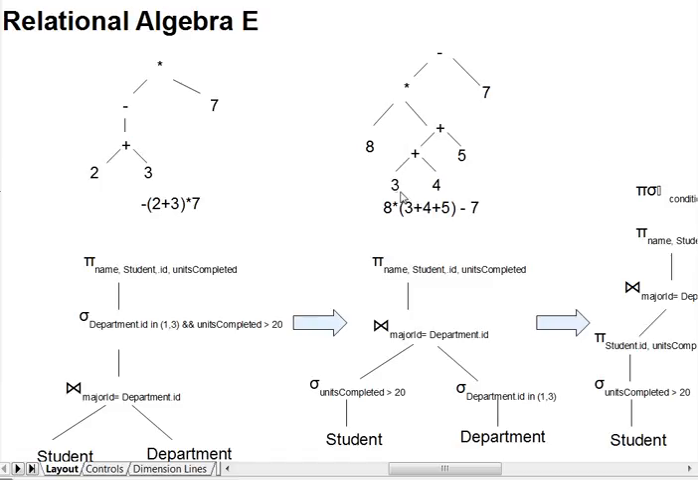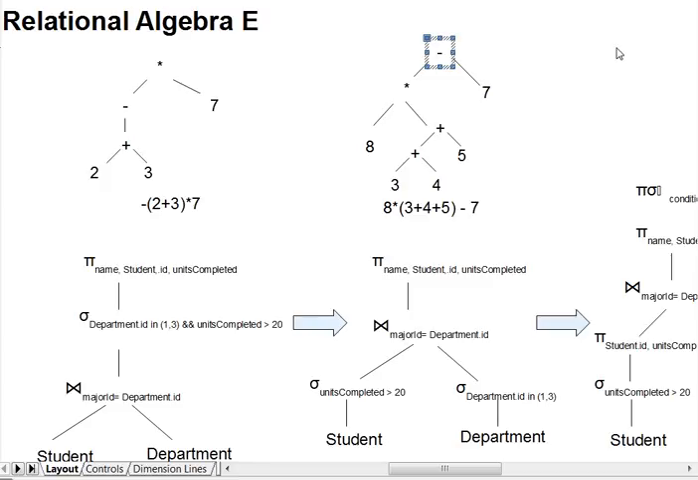The 3 and the 4 are at the lowest levels in the tree because they're the first values to be combined with an addition. And then the result of that 3 plus 4 is in turn added to 5. And this subtree represents the entire parenthesized sub-expression, 3 plus 4 plus 5, and that in turn is multiplied by 8, and then the result of that has 7 subtracted from it.